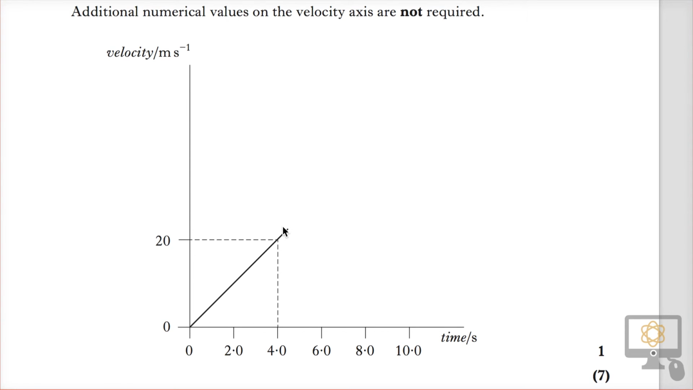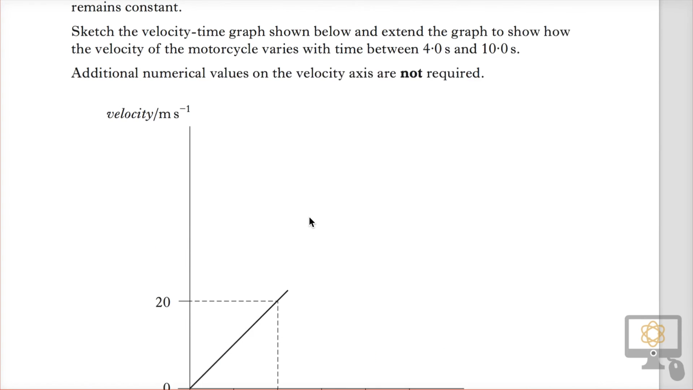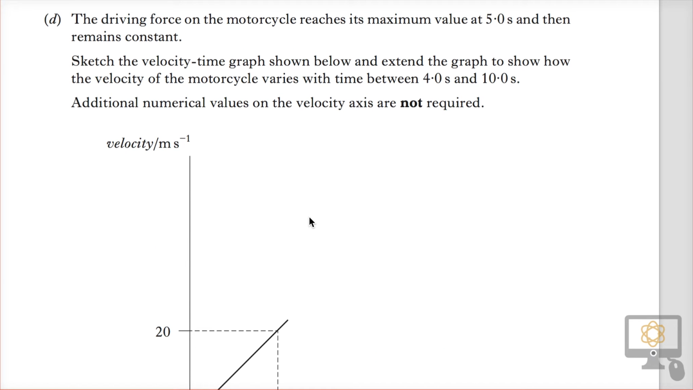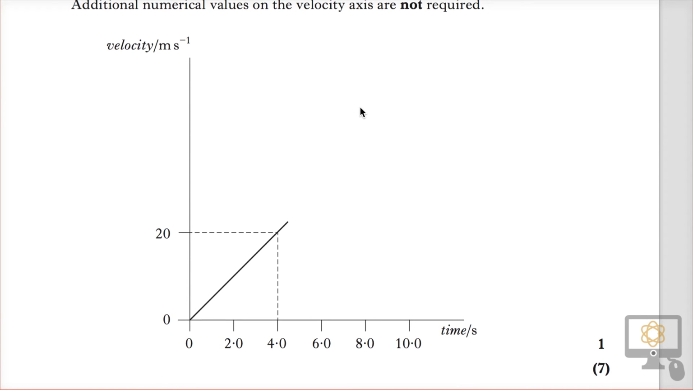And it is carrying on beyond 4. It's not quite reached 5, which is right in the middle, which is about here somewhere. So it says, sketch the velocity time graph below and extend the graph to show how the velocity of the motorcycle varies between 4 and 10 seconds. Numerical values are not required. So the driving force continues to increase until 5 seconds.